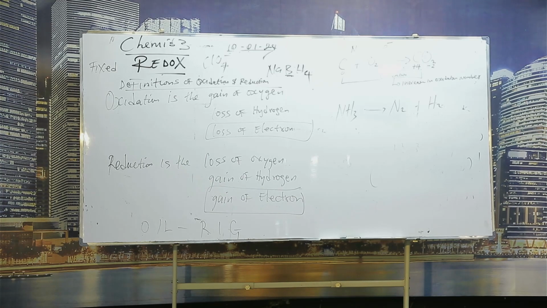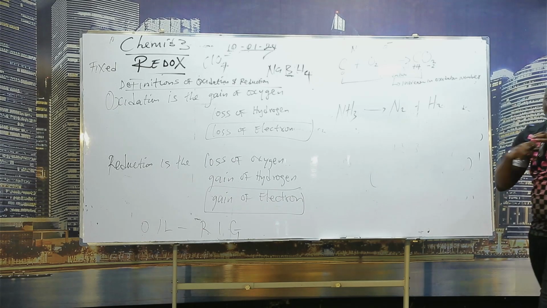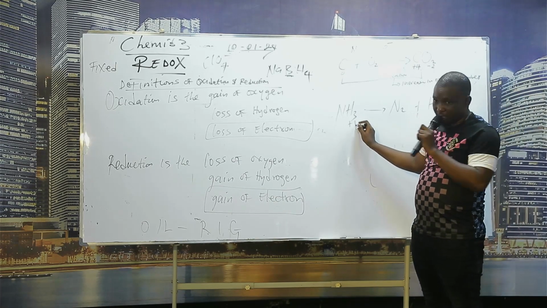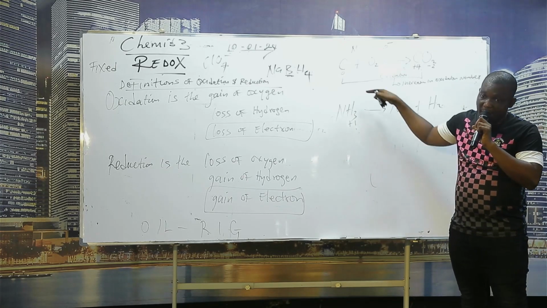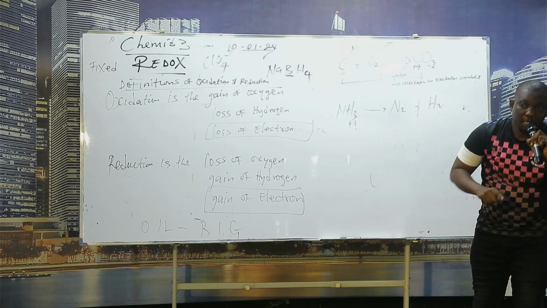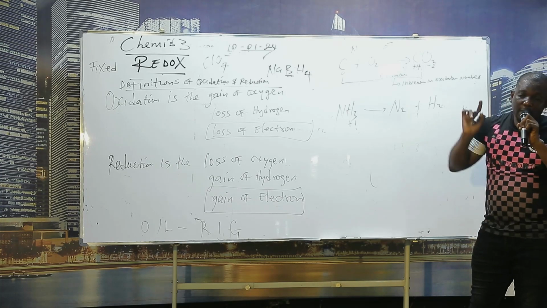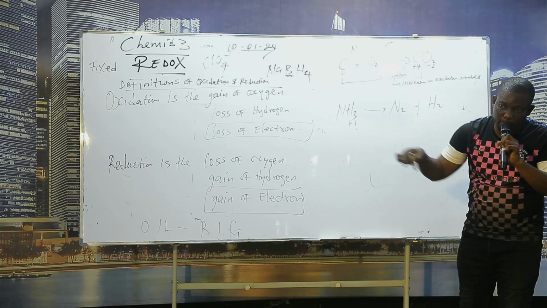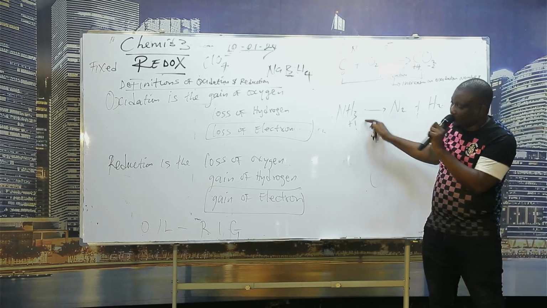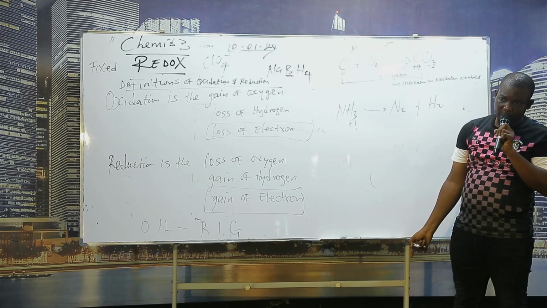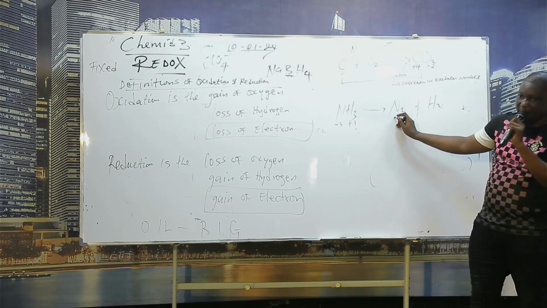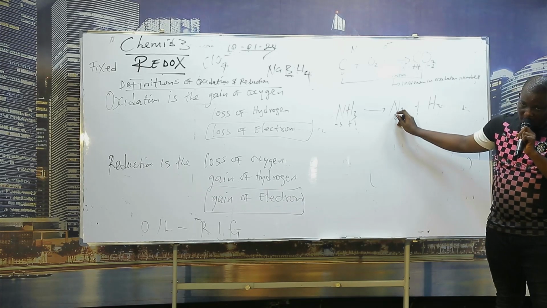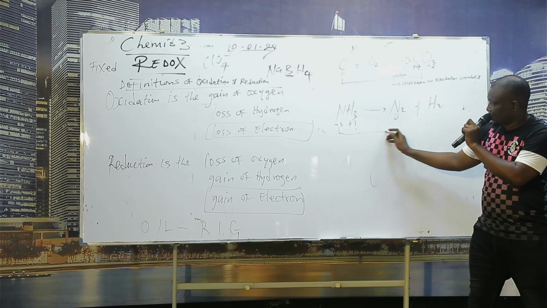I don't need you to be thinking this thing again. This is +1. The rules are there. If the atom combined with hydrogen is a metal, hydrogen is -1. If it is a non-metal, hydrogen is what? +1. Use hydrogen to know nitrogen. It's simple now. Now that this is 3 plus 3, this is what? -3. And over here is what? 0. Check it. It has changed from -3 to 0.